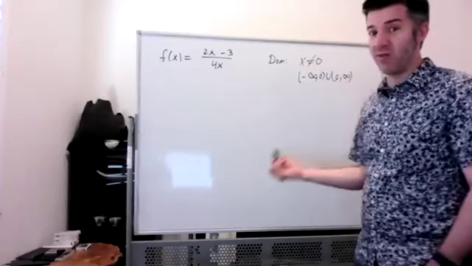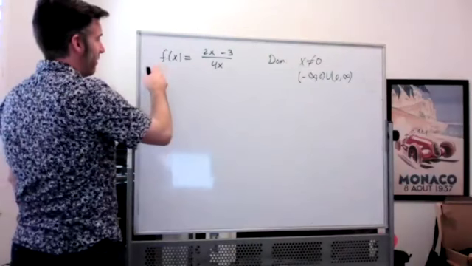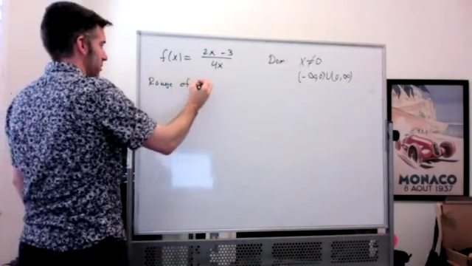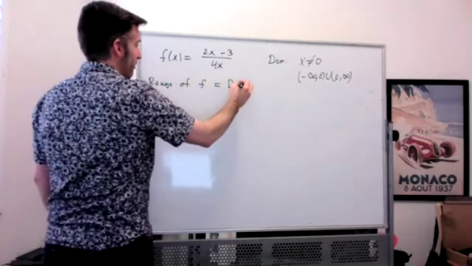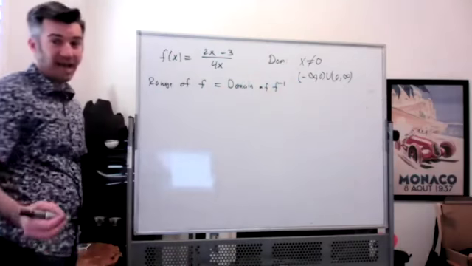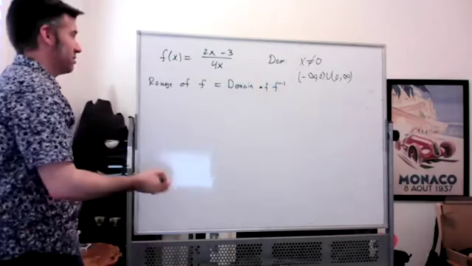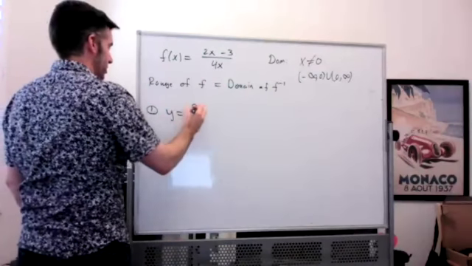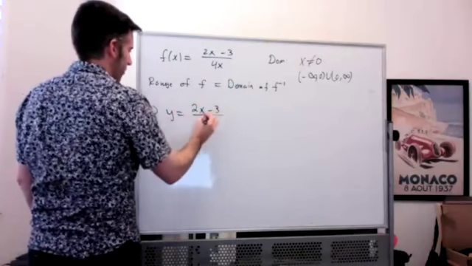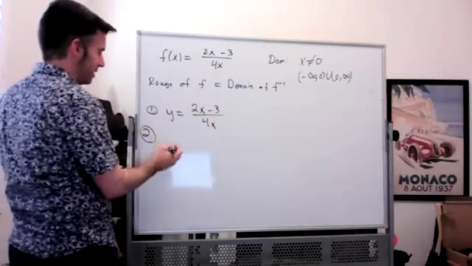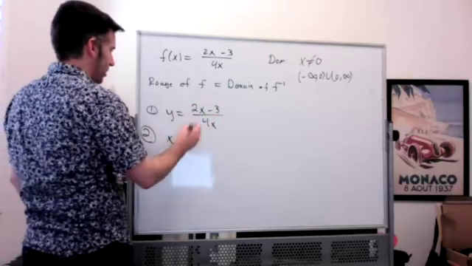But I want to find the range. So to find the range of f of x, I am going to find the domain of the inverse function, meaning I have to find the inverse function. So I'm going to start with y equals 2x minus 3 over 4x, and change the y to x and all the x's to y's.